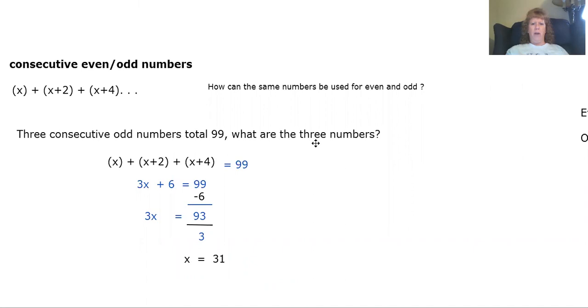But my question says, what are the 3 numbers? So I'm going to need to give the 3 numbers that are consecutive odd. So if the first one is 31, the second one would be 33, and the third one, 35. So again, if you think, I don't know if that's anywhere near the right number, add the 3 numbers up and see if they add up to the total 99.